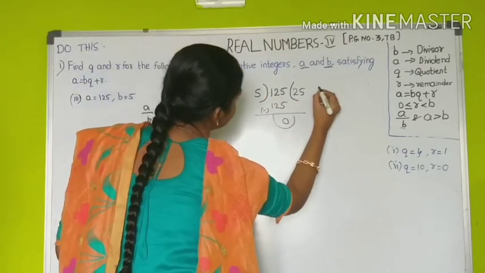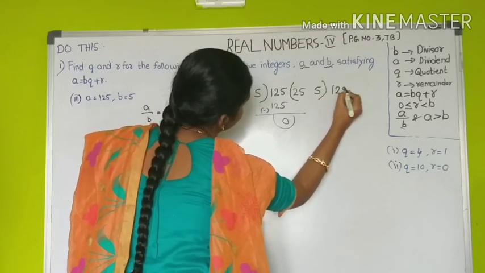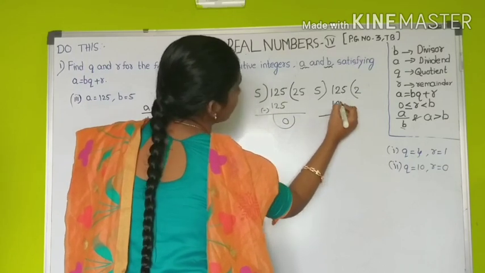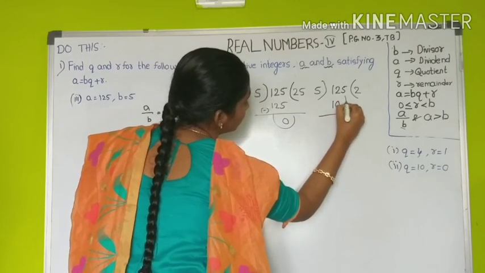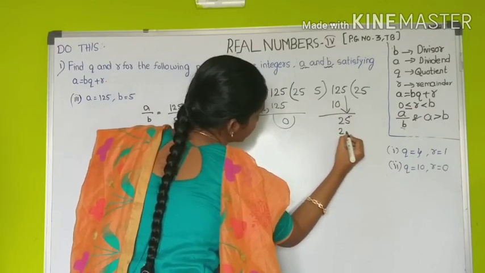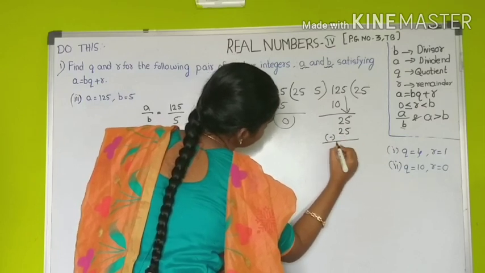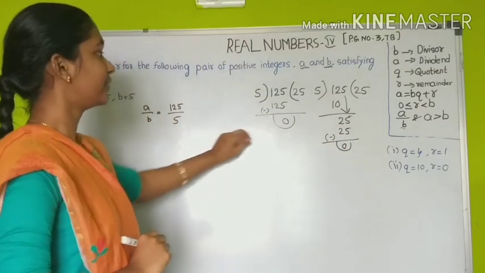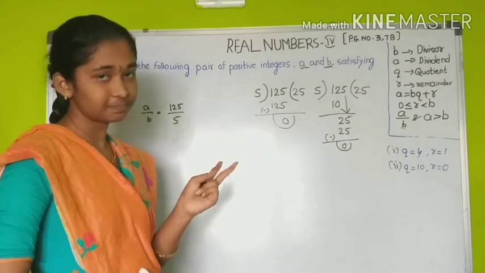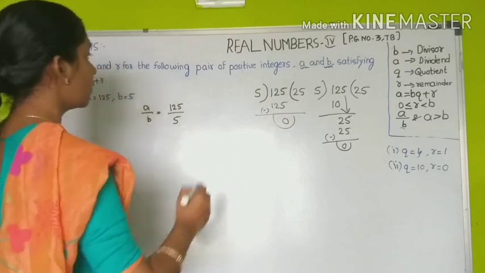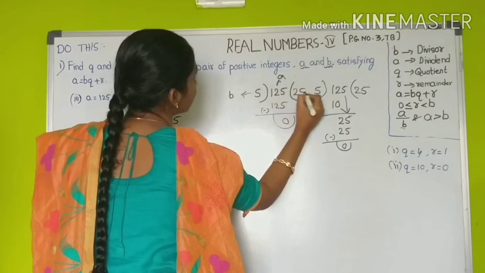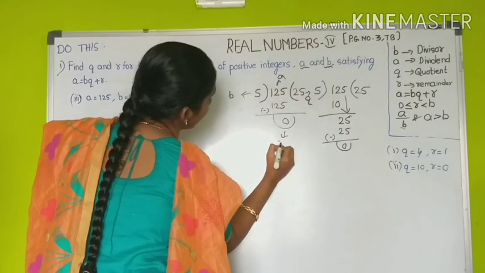We can also divide this in this manner, that is, 5 into 2 is 10 and 12 minus 10 is 2, and we drop the 5 here, and 5 fives are 25, and 25 minus 25 is 0, and here also the same. The quotient is 25 and the remainder is 0. So we can solve this division in two ways. And now this is the value of B, this is the value of A, this is the value of Q, and this is the value of R.